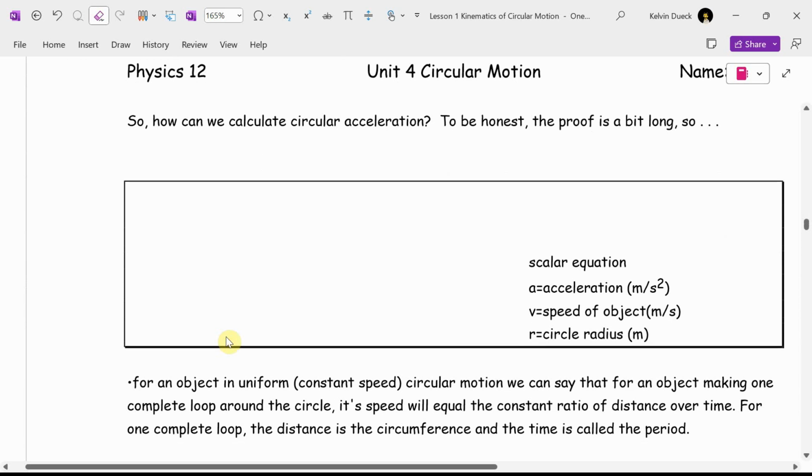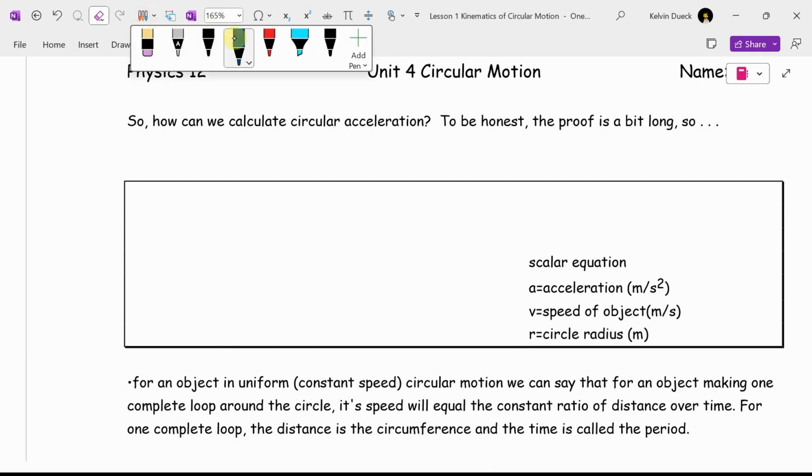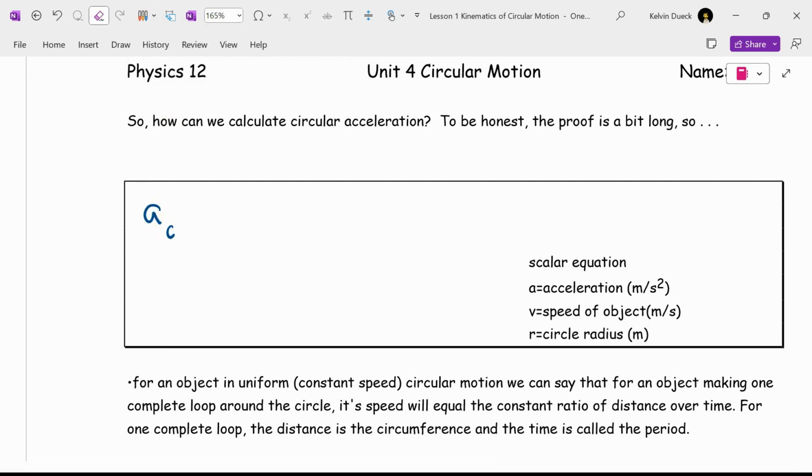So I've told you the directional portions of acceleration. How do we calculate it? The proof is a bit long. I'm just going to give you the punchline. I do circular acceleration as a letter A with a subscripted C, and it's V squared over R, where V is how fast you're moving around in a circle, and R is the radius.